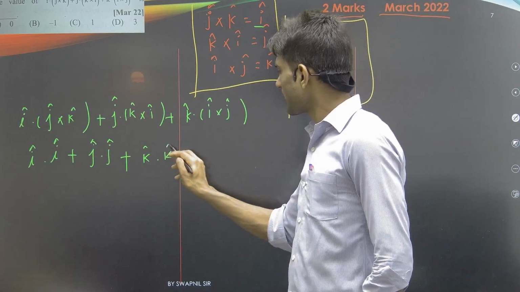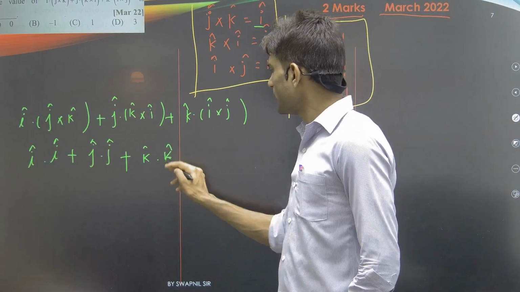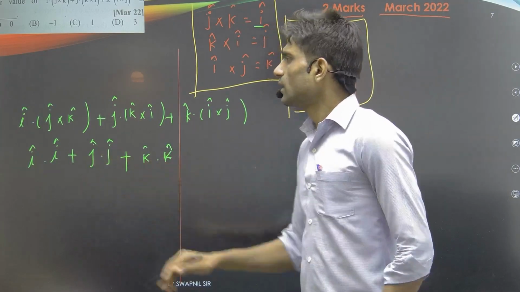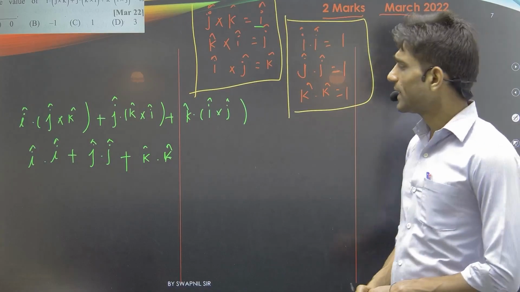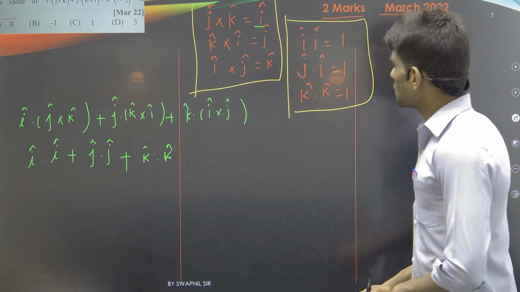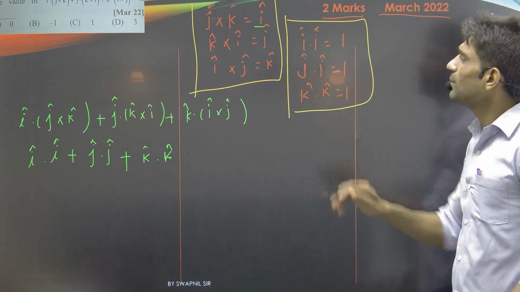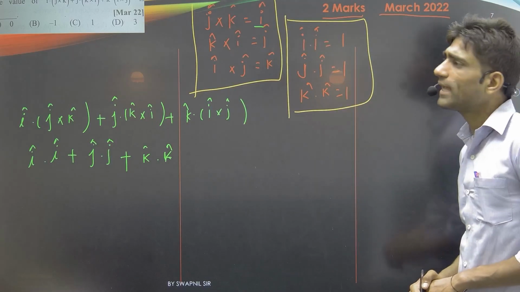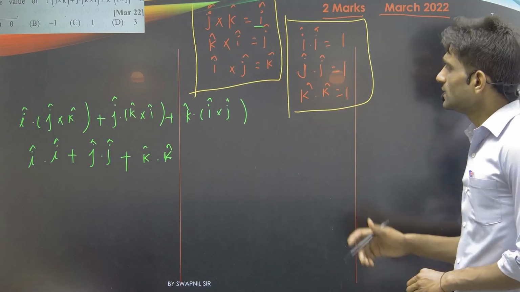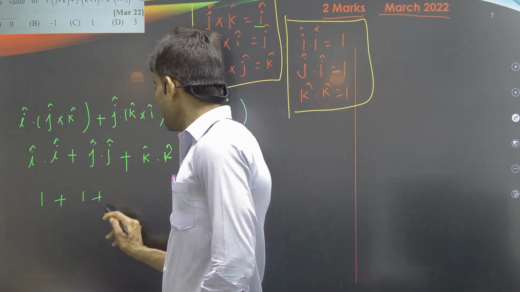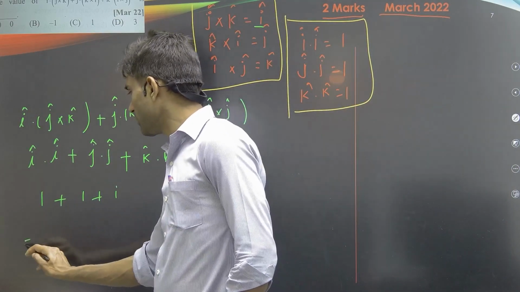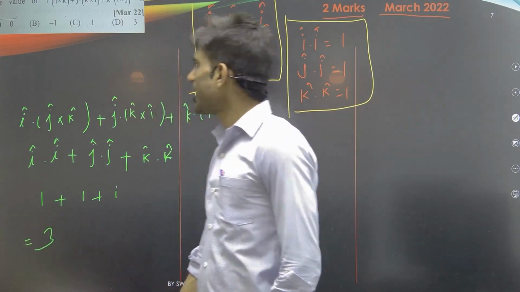So we want the value for this entire expression, i cap dot i cap plus j cap dot j cap plus k cap dot k cap. We know that when we take the same vectors, like i cap dot i cap, it gives us the value 1. j cap dot j cap gives us 1, and similarly k cap dot k cap gives us 1. So our required answer is 3.